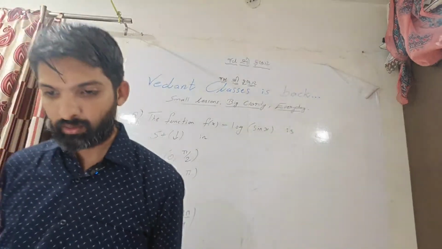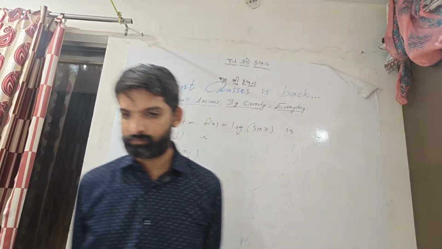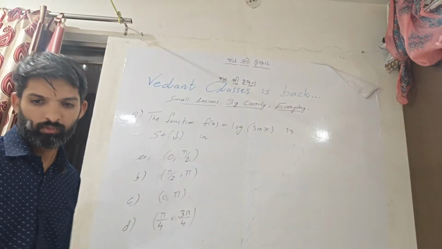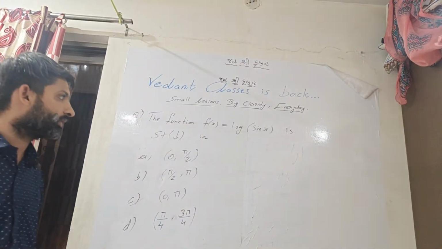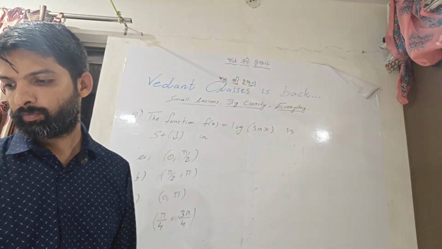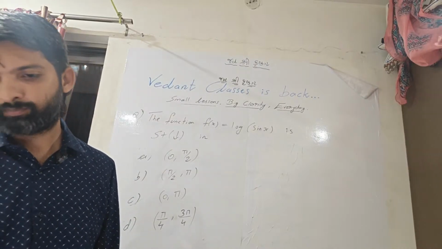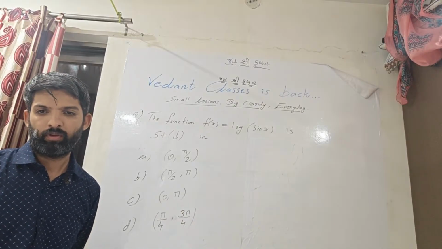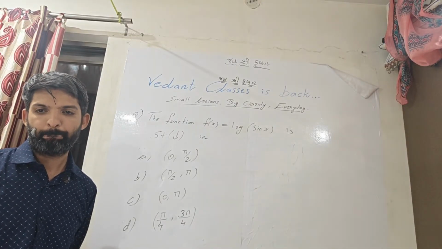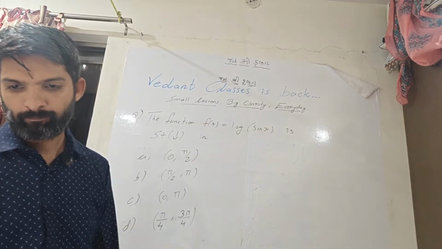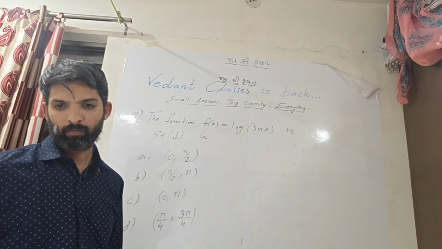Option C, B, D, all over. Okay, which is the correct answer? Strictly decreasing, you need to find. Okay, anyone else? Strictly decreasing. Okay, option B. Let's check.